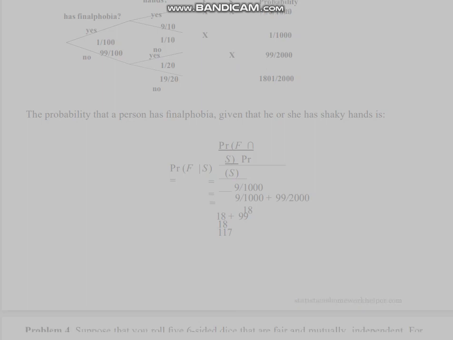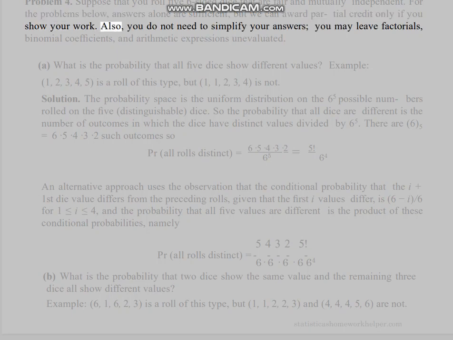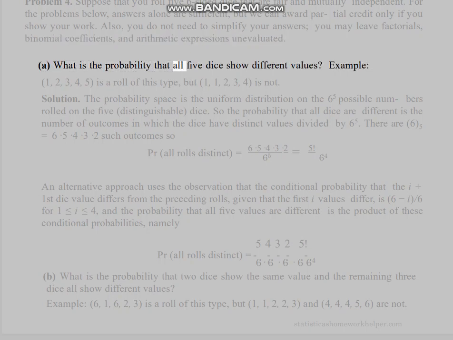Problem 4. Suppose that you roll 5 six-sided dice that are fair and mutually independent. For the problems below, answers alone are sufficient, but we can award partial credit only if you show your work. Also, you do not need to simplify your answers; you may leave factorials, binomial coefficients, and arithmetic expressions unevaluated. A. What is the probability that all 5 dice show different values? Example: 1, 2, 3, 4, 5 is a roll of this type, but 1, 1, 2, 3, 4 is not.